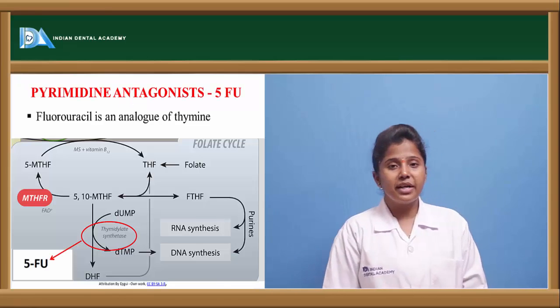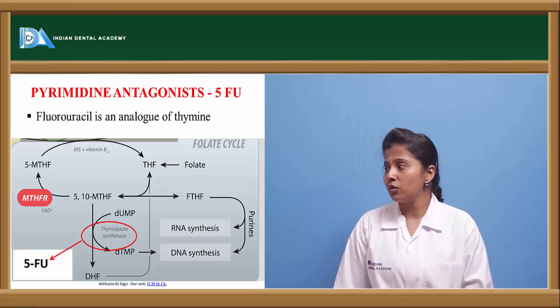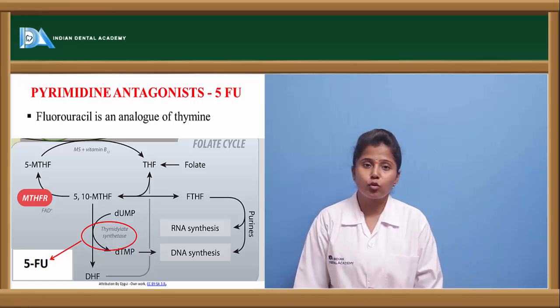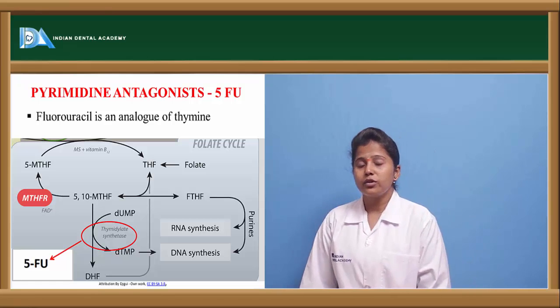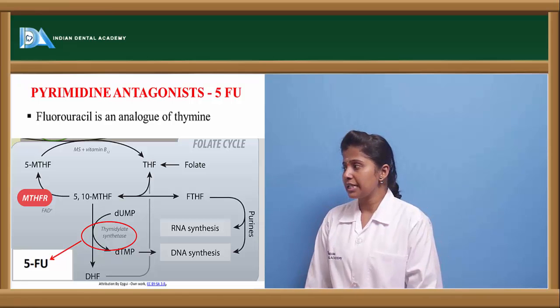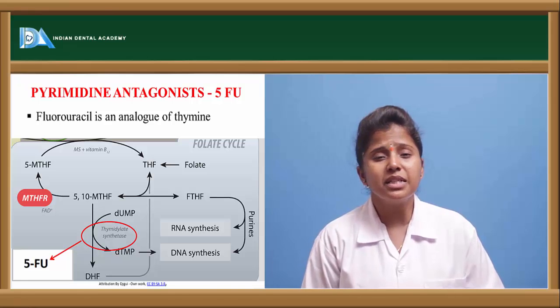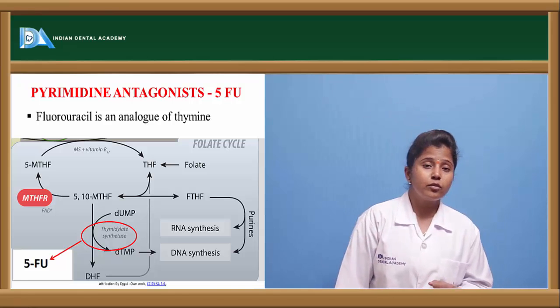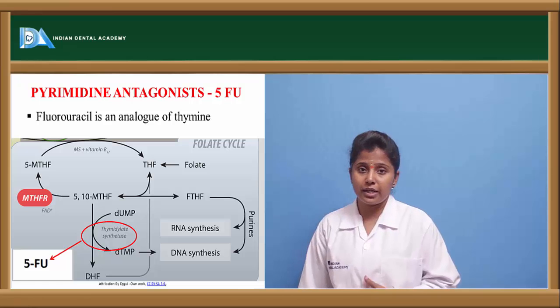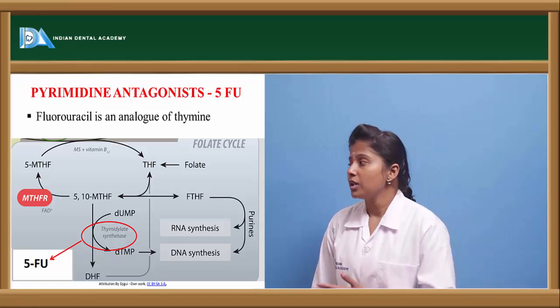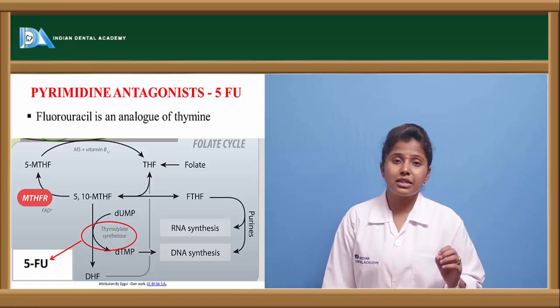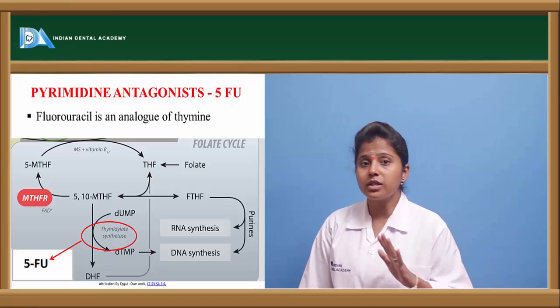Let us see the pyrimidine antagonists. Pyrimidine antagonists include drugs like 5-fluorouracil. 5-fluorouracil is the main drug used under this category, and it is an analog of thymine. Thymine is one of the nucleic acid bases essential for DNA synthesis. So this 5-fluorouracil has a structure similar to thymine.